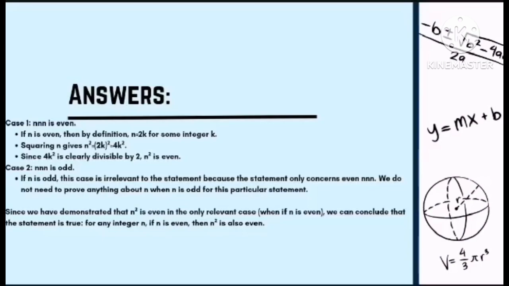So in case 2, n is odd. If n is odd, this case is irrelevant to the statement because the statement only concerns even n. We do not need to prove anything about n when n is odd for this particular statement. Since we have demonstrated that n squared is even in the only relevant case, if n is even, we can conclude that the statement is true for any integer n. If n is even, then n squared is also even.